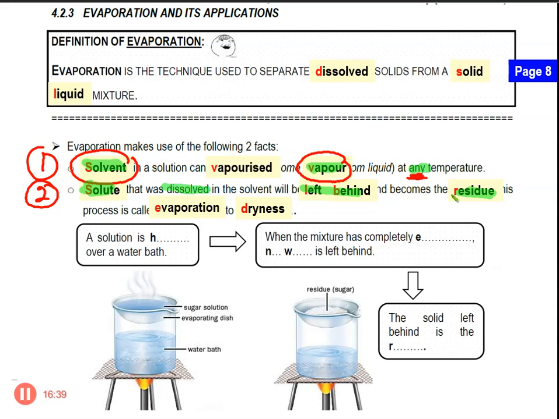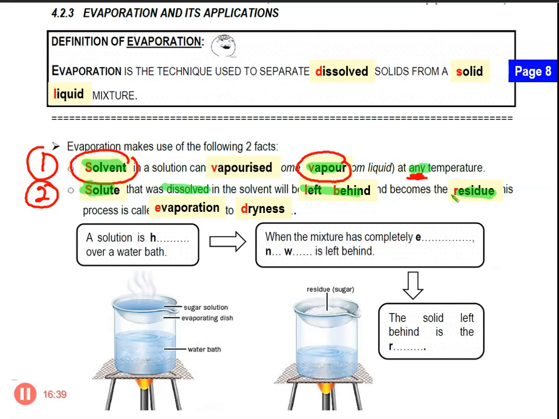The first concept is that the solvent can become vapor. That is why the solvent will, in inverted commas, we don't use this, but for lack of a better term, this solvent can disappear. And why does it disappear from the mixture? It is because it has become vapor. That's why it's not there anymore.